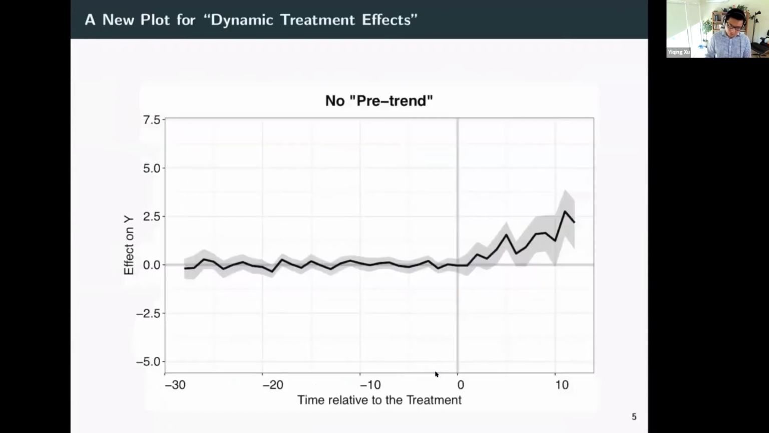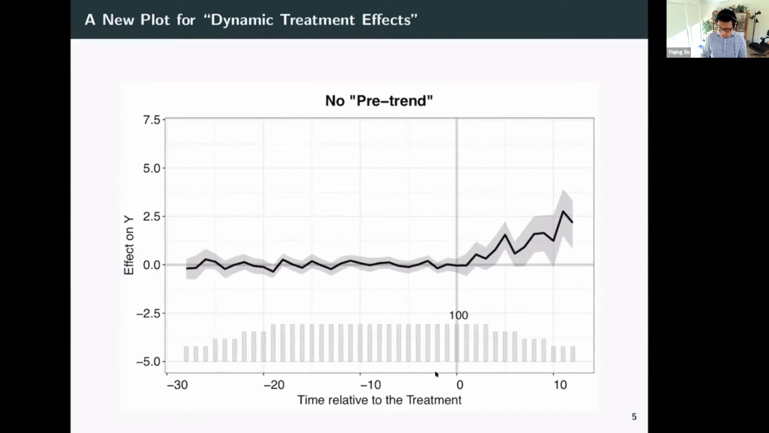So we do this, and for example, if we see something like this, of course, this is based on simulated data, so everything looks very nice. You probably will say, oh, this is perfect. We cannot be 100% sure because the assumption is not testable, but based on the pre-treatment period, it seems that there's not a pre-trend.